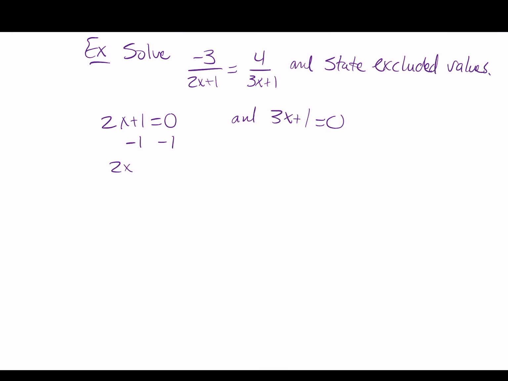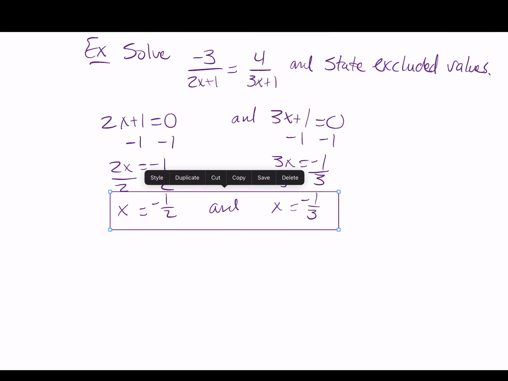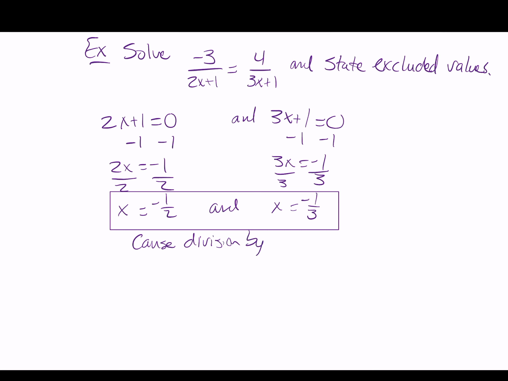Subtract 1 from both sides. 2x is equal to negative 1. Divide both sides by 2. X is equal to negative 1/2. And subtract 1 from both sides. 3x is equal to negative 1. Divide both sides by 3. And so x is equal to negative 1/3. So both of these two values cause division by 0, and are excluded.